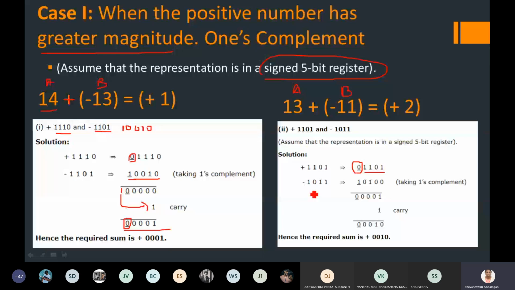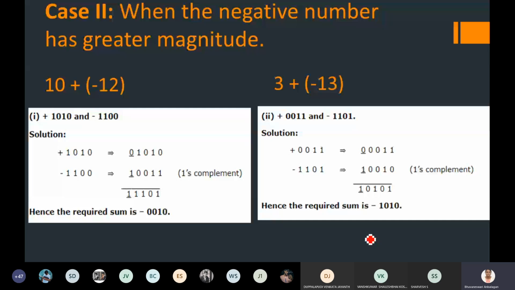So I am going to add 1, 0, 0, 1, 0, 1, 0. Again 1 will come here. Am I right? That 1 I will add, the carry over here, to get the number. What is the number actually? It is 2. Okay, what is the sign bit of that number? 0. So it is a positive number. So this is how you have to do the addition operation. Okay, so what happens when the negative number has the greater magnitude?